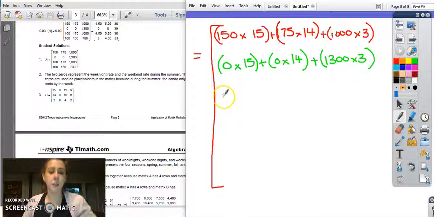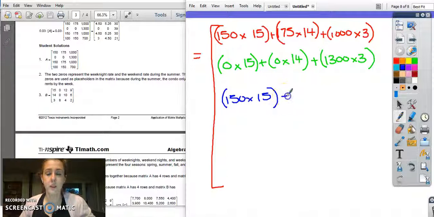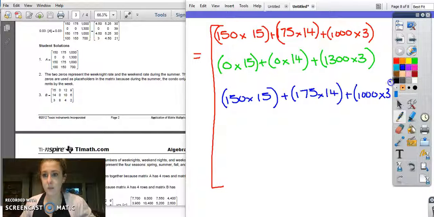Okay, taking the third row in matrix A and multiplying it, still working in column 1 in matrix B, so being methodical about it. So we're taking 150, multiplying that by 15. Add that to 175 multiplied by 14. And add that lastly to 1000 multiplied by, running out of room, 3. Beautiful.